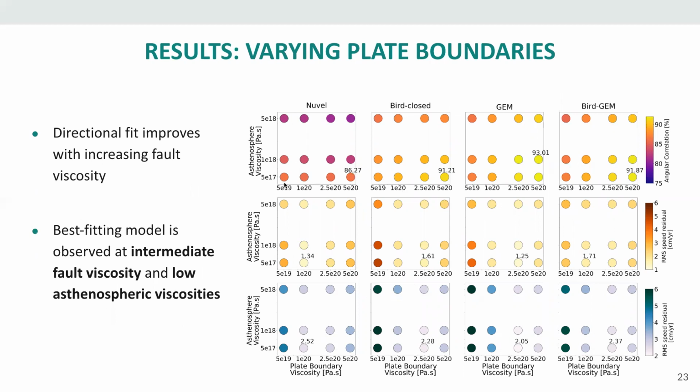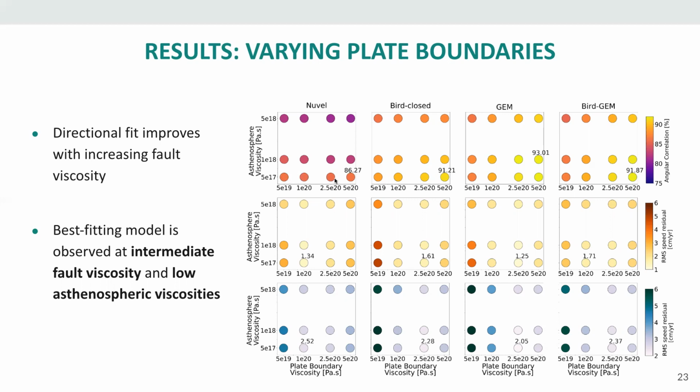The circles represent the residual at a particular plate boundary viscosity and asthenosphere viscosity. And the lighter colors in each subplot represent models which have good fit with the observed GPS data. And I'm also showing you the maximum value for each subplot. So what I want to say here is that we get angular fits of about 93% with the observed GPS data, and we get speed residuals which are close to 1 centimeter per year for our models.